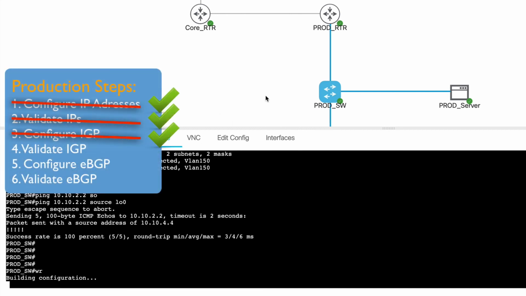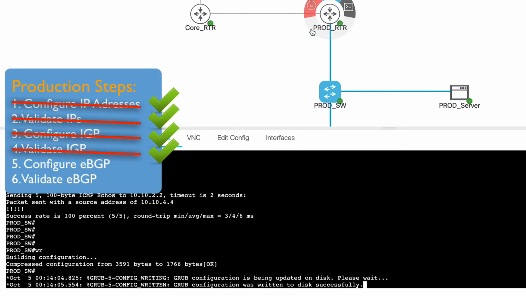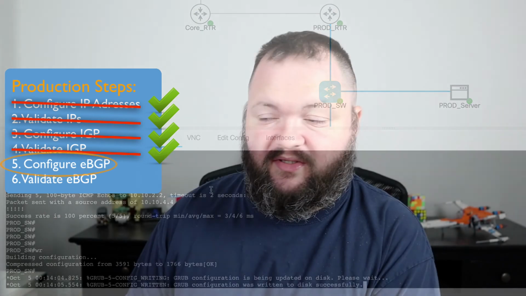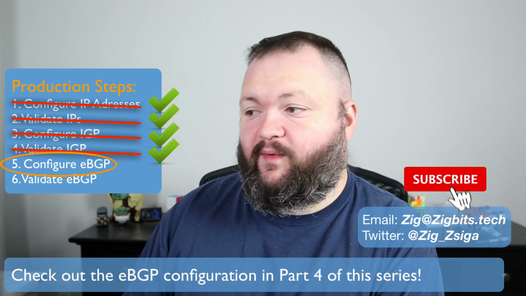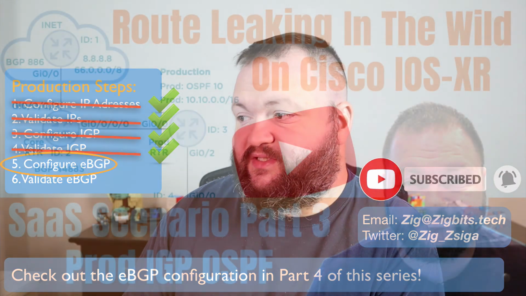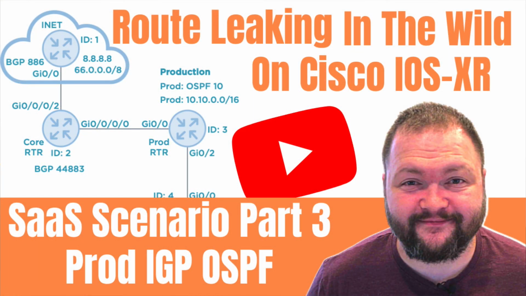All right, so we have our IGP configured from our production switch, our prod RTR, and then our core router. Right, so our next step is actually going to be to configure our eBGP neighborship from our core RTR into our iNet. That way we can actually get our internet routes into the core router, which was just going to be a default route.